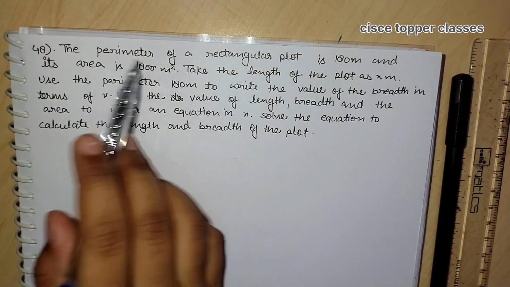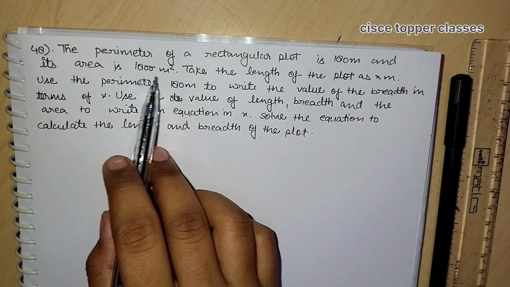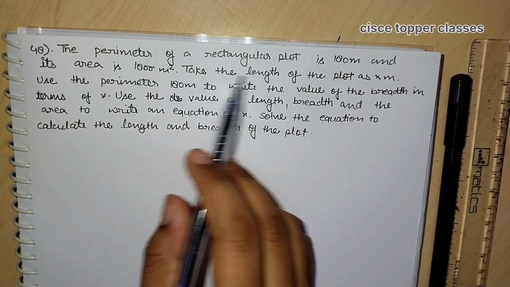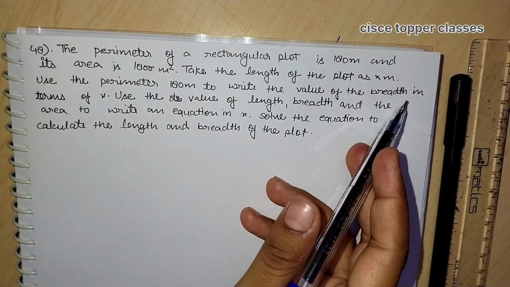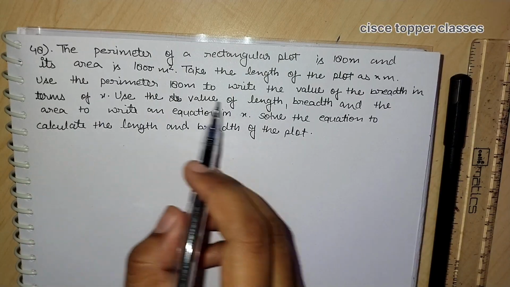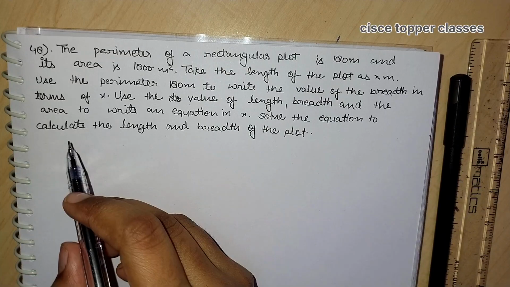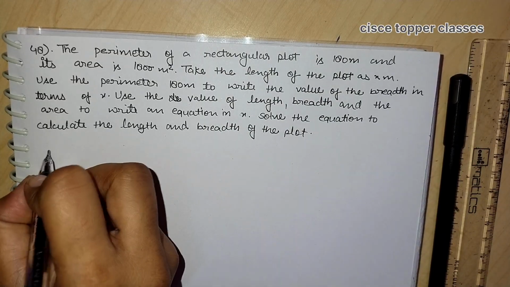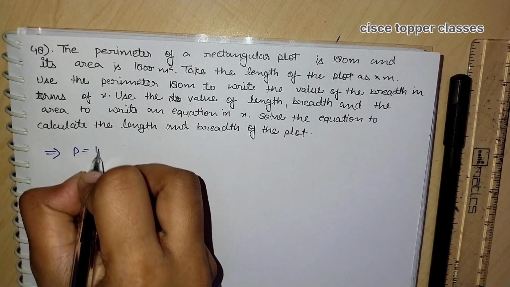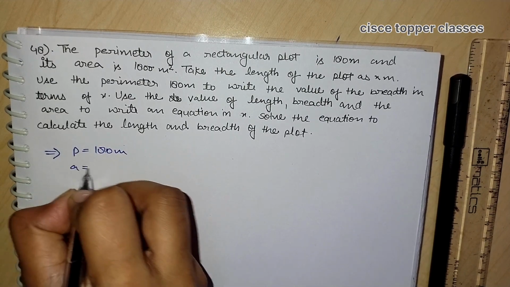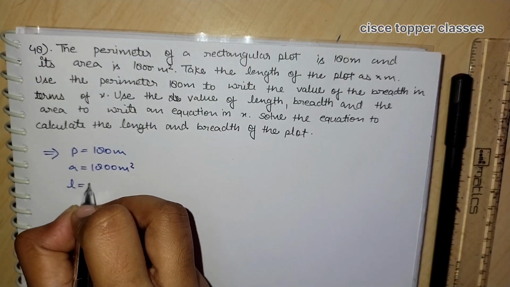Let us solve the 48th question. The perimeter of a rectangular plot is 180 meter and its area is 1800 meter square. Take the length of the plot as x meter. Use the perimeter 180 meter to write the value of breadth in terms of x. Use the value of length, breadth and the area to write an equation in x and solve the equation to calculate the length and breadth of the plot. So here it is given that the perimeter is 180 meter, the area is 1800 meter square, and we have to let the length as x meter.